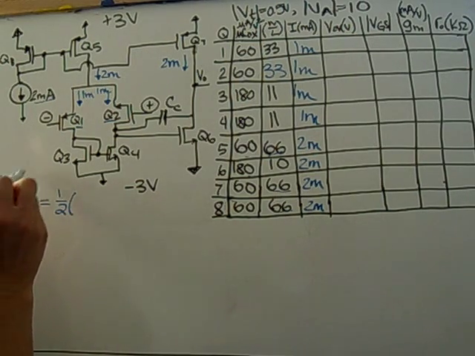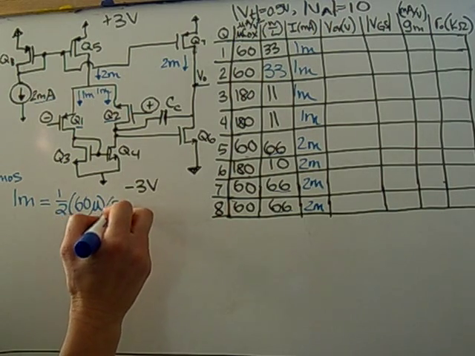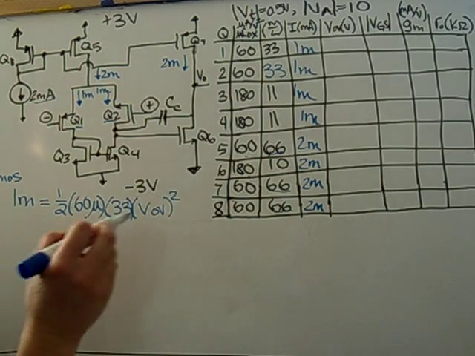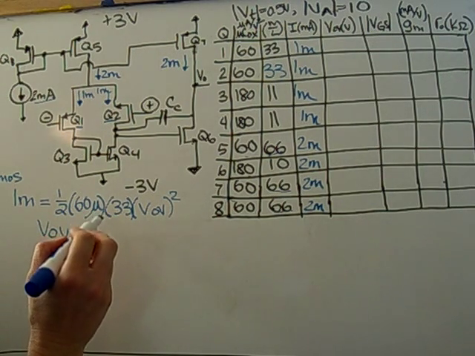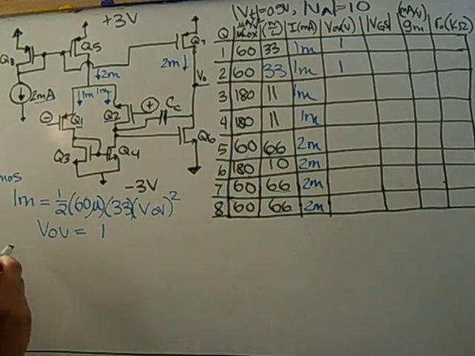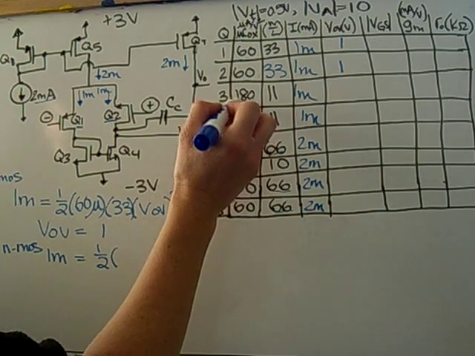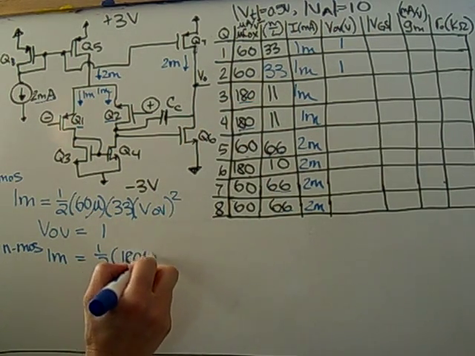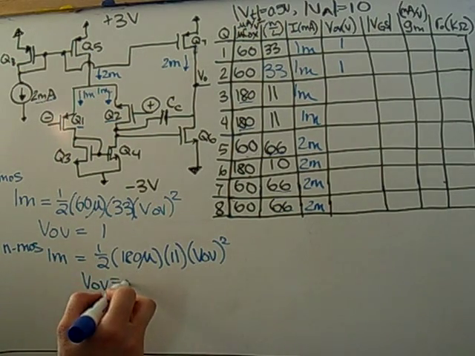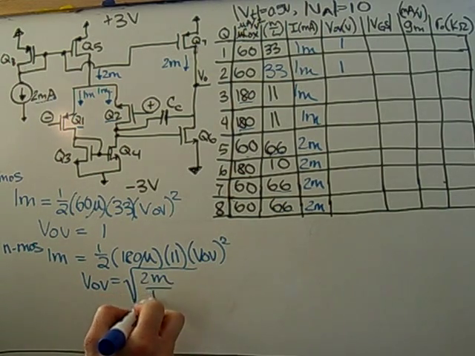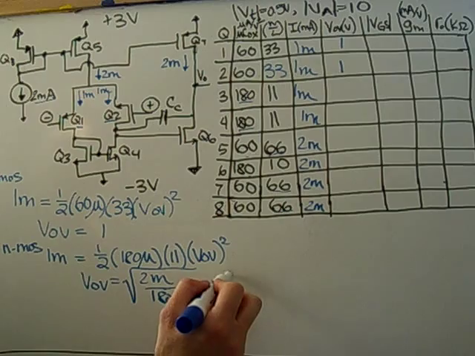for a PMOS, at 1 milliamp, which will be 1 and 2, we have 60 micro amp per volt squared, and the width over length is 33, and VOV squared. And now this is just one unknown, so VOV can be solved. And that gives a VOV of 1. So 1 and 2 are 1. For the NMOS at 1 milli, that they're 180 micro with a width over length of 11 and VOV squared. So VOV can again be solved. So that will be the square root of 2 milli over 180 micro times 11, and that gives also a value of 1 volt.